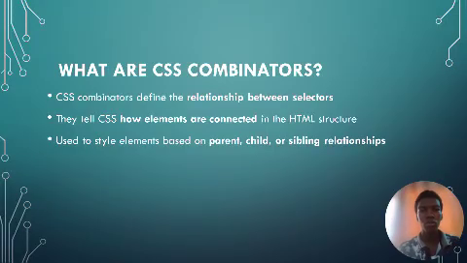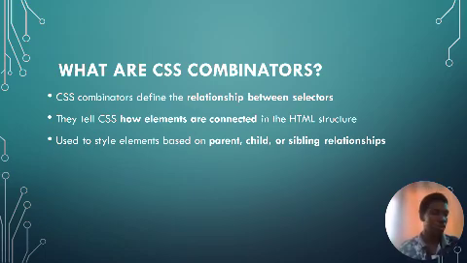Okay, so I'm here to make a video on CSS combinators and how to use them. When we say CSS combinators, they are defined as the relationship between selectors, and they tell CSS how elements are connected in the HTML structure. They are used to style elements based on parent, child, or sibling relationships.